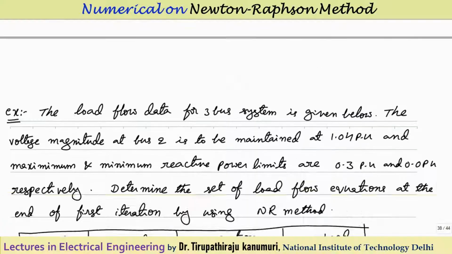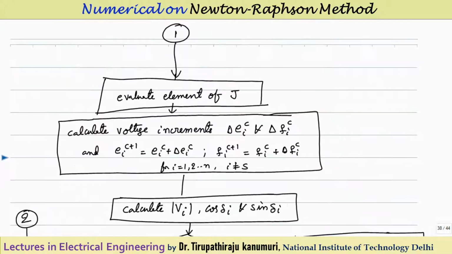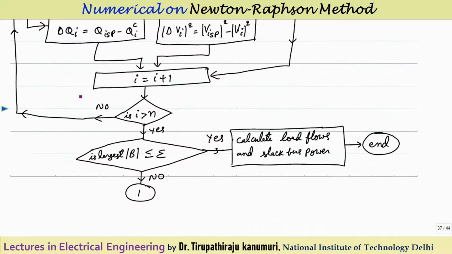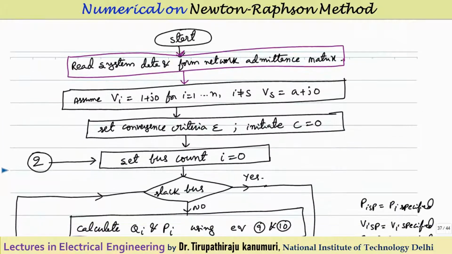Before proceeding to the numerical, let us briefly go through what the Newton-Raphson method is and what the flowchart looks like, so that you can easily understand the numerical I am going to teach. In the Newton-Raphson method, first we start the program. After that, we read the system data and form the network admittance matrix. Then we assume a flat voltage profile. This will be the initial guess for the voltage for all the buses except the slack bus. For the slack bus we take whatever is mentioned there.